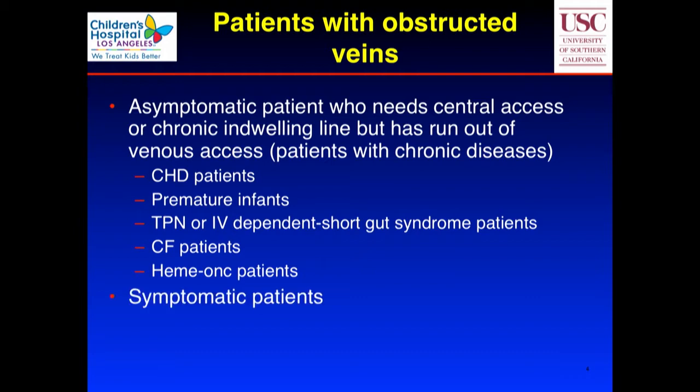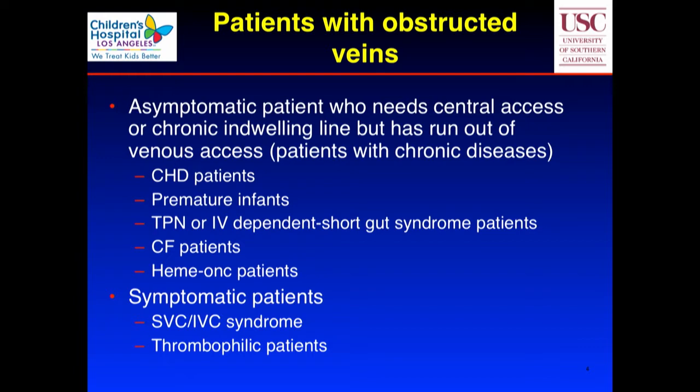Now the other group are patients who have symptoms. In other words, they have a known vessel that's occluded, but it's a big vessel and the body can't get the venous blood back to the body, and the limbs swell. We call this either SVC syndrome or IVC syndrome. And these are symptomatic. And those, I'll show you examples of what I mean by that.